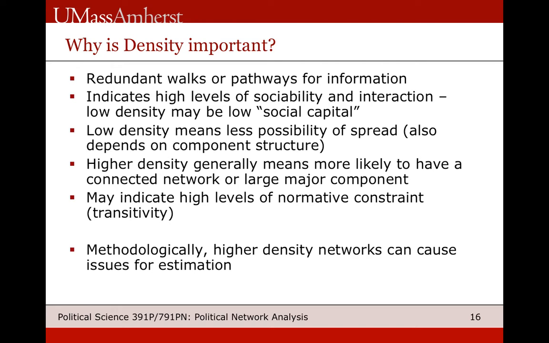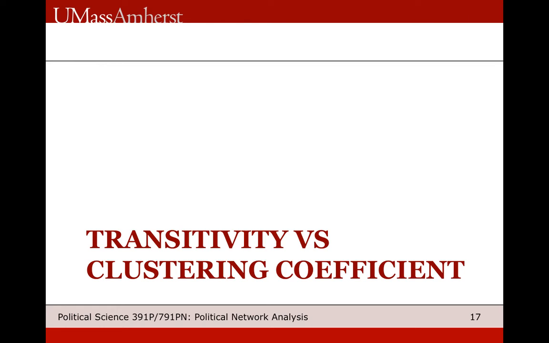One thing I'd like to flag, again, we'll return to this in the future weeks, is that methodologically, higher density networks can cause issues for estimation, especially when you work with things like ERGMs or other types of statistical models. Now, I mentioned the concept of transitivity. There was a transitivity index on your most recent homework. So now I'm going to talk about the concepts of transitivity and clustering coefficient.